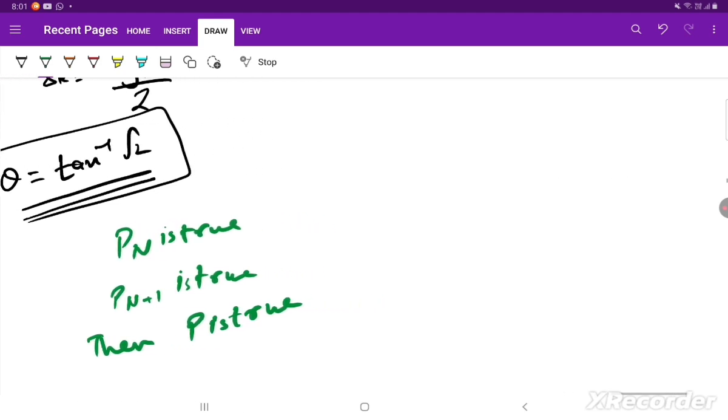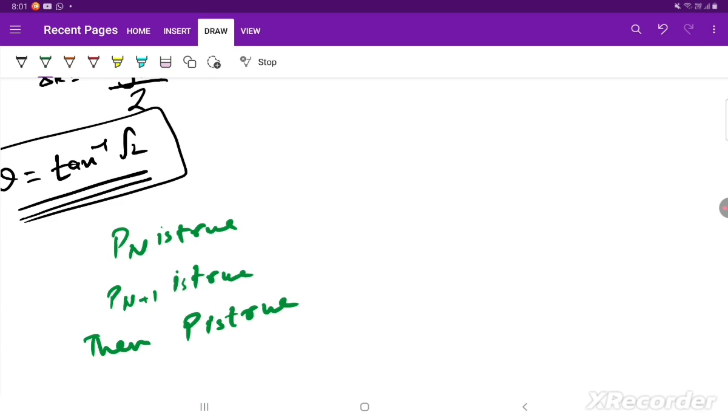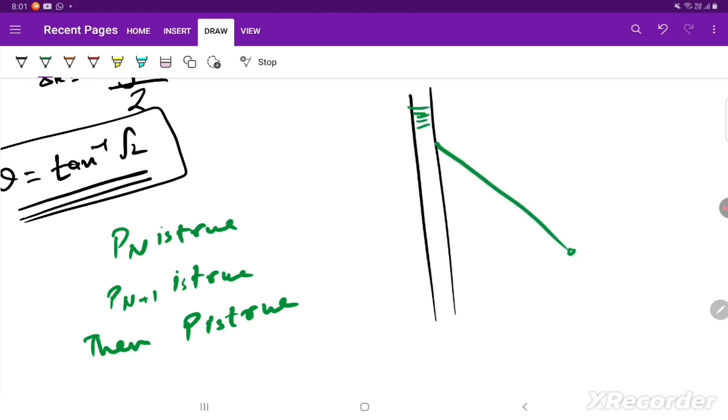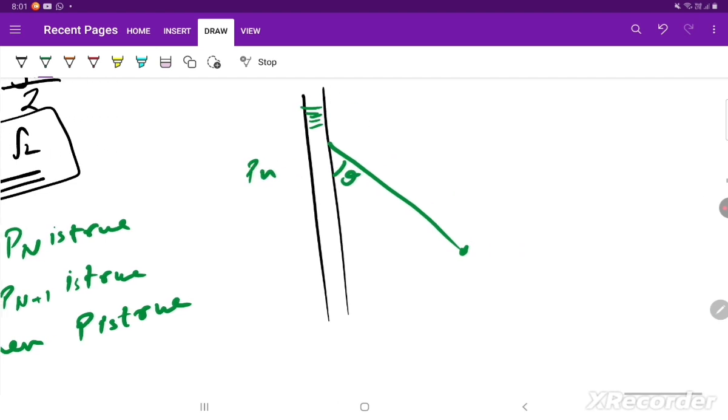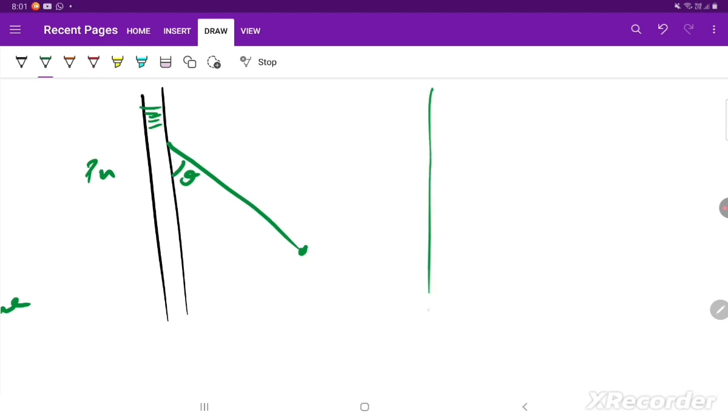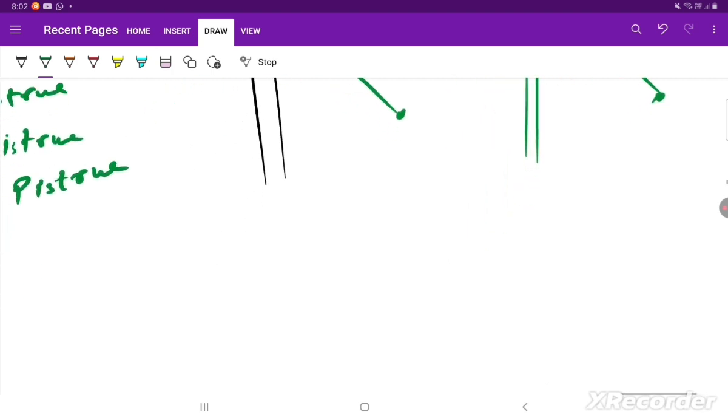Now let us assume that after a long time, the situation is something like this. This is the rod, and here are my turns, and this is my nth turn, which has unwound. In this case, the angle is theta. Now, in the next turn, that is Pn plus 1, let us assume that the angle changed to theta plus delta theta, right? So we'll get two cases. The first case says that delta theta is positive.